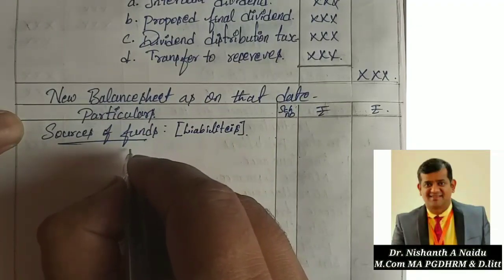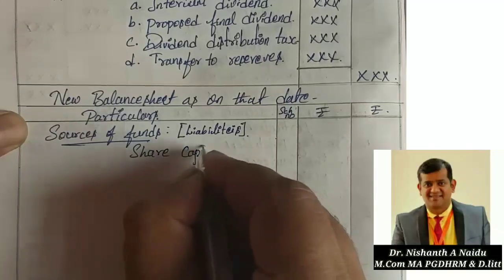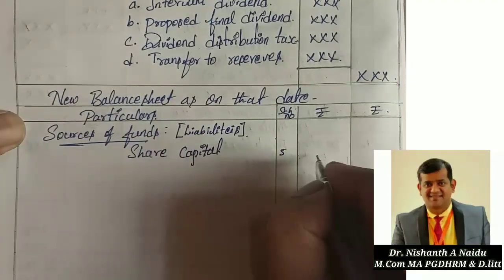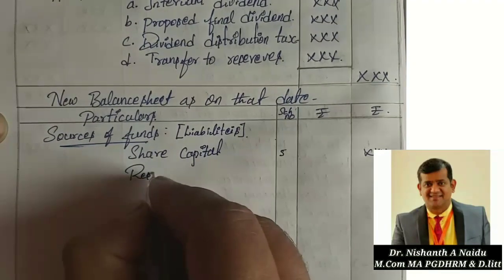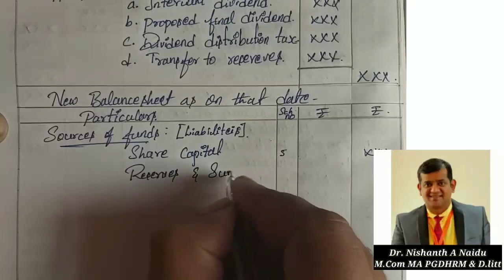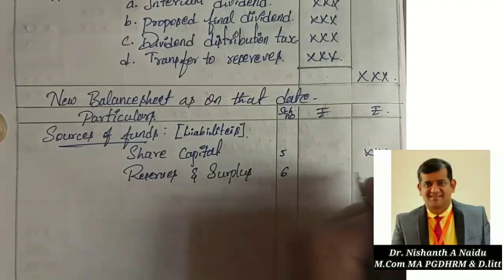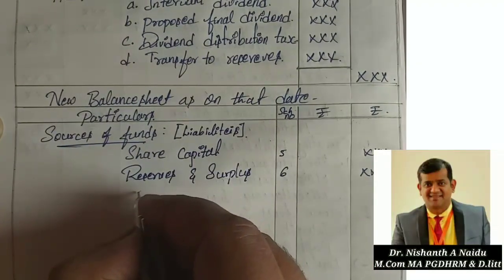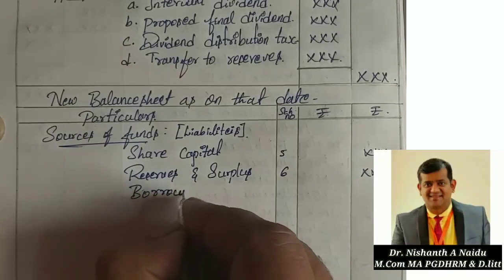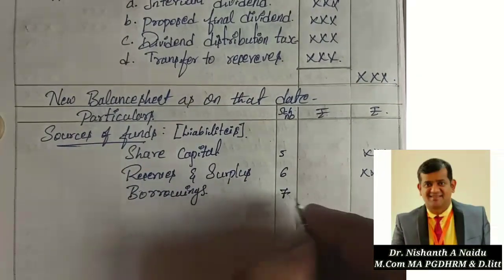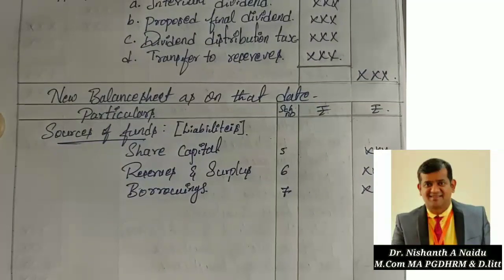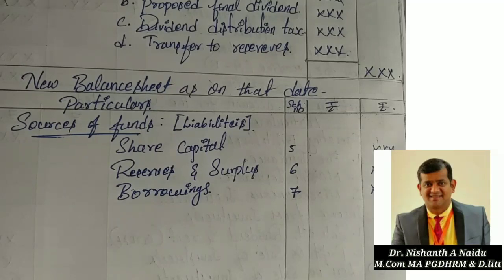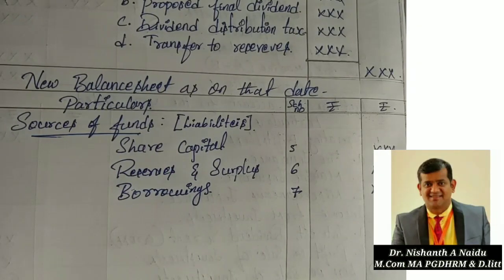First we will have share capital, schedule number 5. Next we will have reserves and surplus, schedule number 6. Write the amount column. Then we have borrowings, that is schedule number 7. In the last column, now total this and write it as total A, sources of fund. So total it.